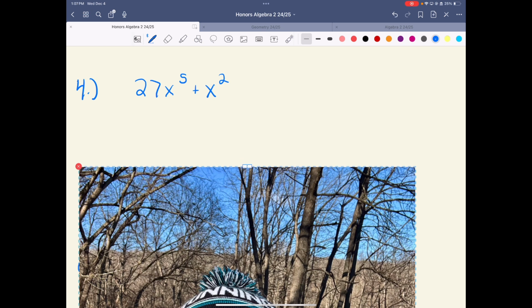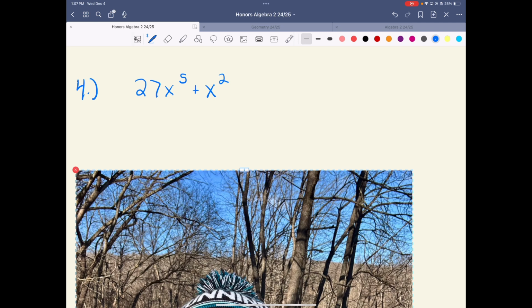What's the first rule of factoring? GCF. What's the greatest common factor in those terms? X squared. So we're going to take out an x squared. So if I take out an x squared, that leaves me with 27x cubed plus 1. 27's a perfect cube. X cubed is a perfect cube. I've got a plus sign. 1's 1 times 1 times 1. So it works.